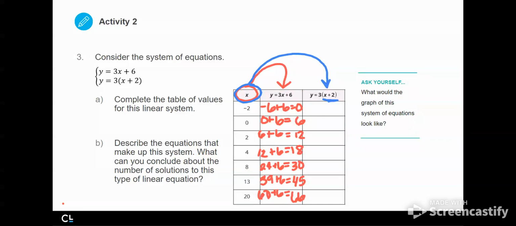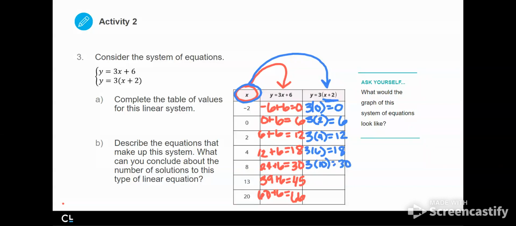Okay? So remember, the parentheses in order of operations tells us we have to do that first. So negative 2 plus 2 is 0. So 3 times 0 equals 0. So then I've got 0. So 0 plus 2 is 2, and 3 times 2 is also 6. Then I'm going to plug in 2. That's going to be 3 times 4, which will give me 12. And I'm going to plug in 4 this time, which is going to be 3 times 6, which is going to give me 18. And I'm going to plug in 8 this time, so that would be 10. So 3 times 10, that's going to be 30.